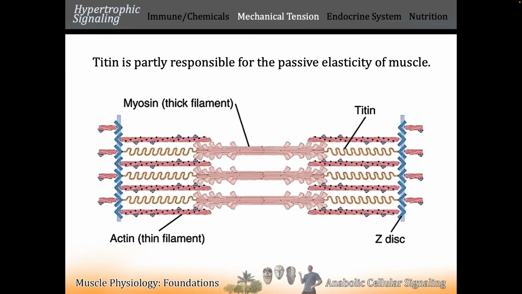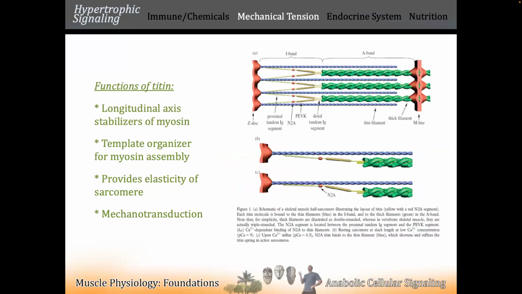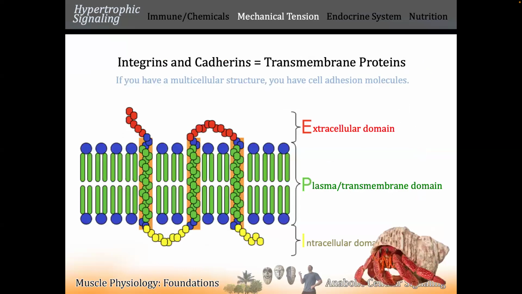And then here's titin. You've seen this image before in the first block of this class. You saw this exact image. It spans half the sarcomere, and it's not just producing a stretch recoil response. It's not just a rubber band. That's the context we talked about in the first block. But titin is also noticing stuff and relaying messages. Among its functions is mechanotransduction, cell signaling cascades that are initiated through mechanical stimulus. And again, titin is not a transmembrane protein, but integrins and cadherins both are.